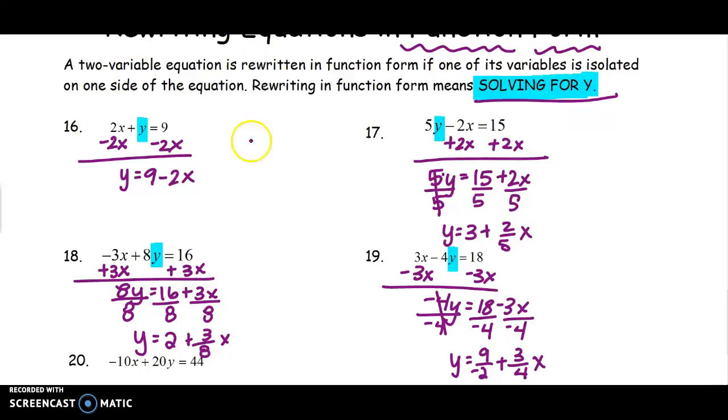This is the back page of your homework tonight. So I know it doesn't say function form, it says put y in terms of x. So please make sure you are solving for y on all of those.